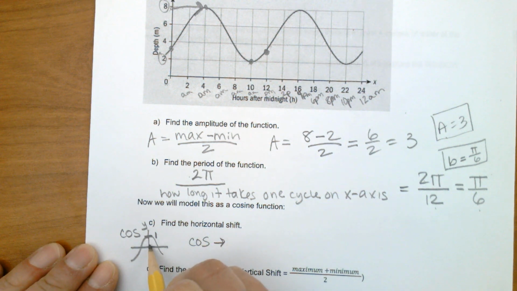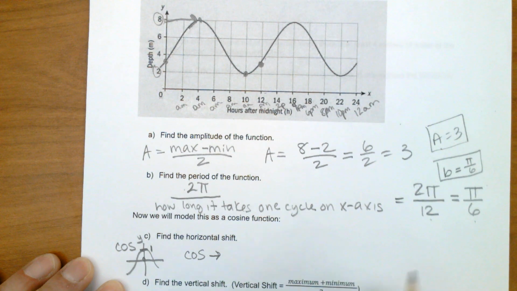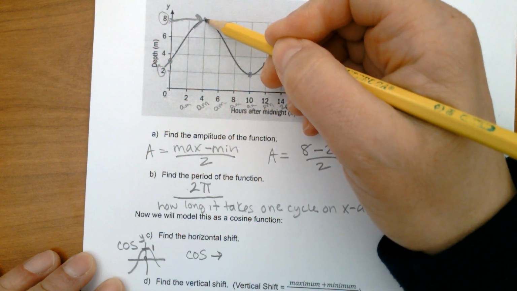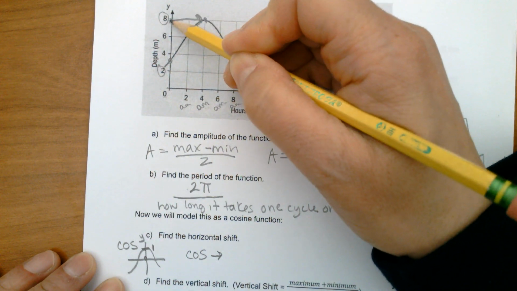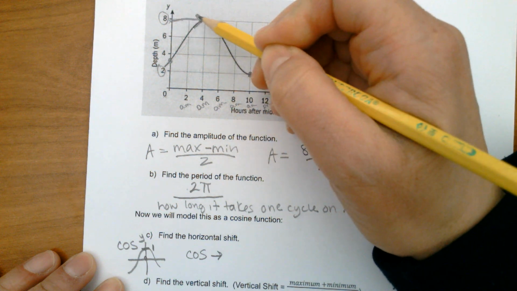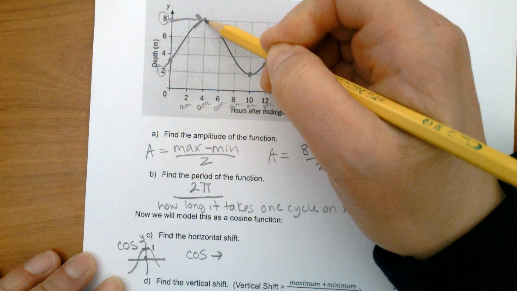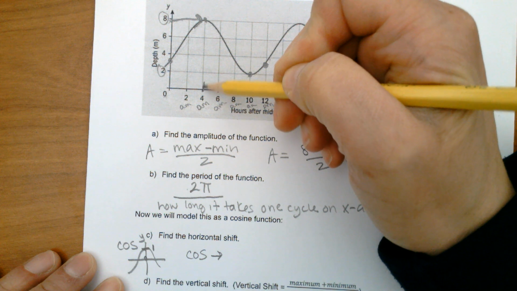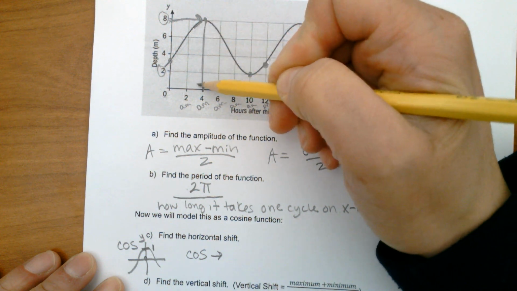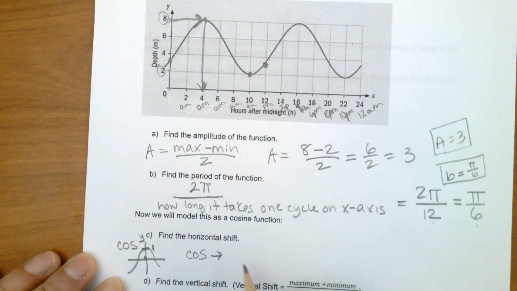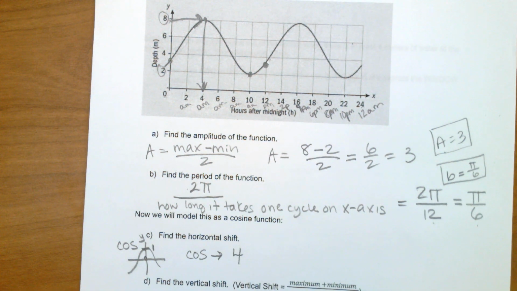We know that at 0, that's where its max height was. So it went from here at 0 and it shifted over. So how many did it shift over? It shifted over 4. So for cosine, the horizontal shift is going to be 4.